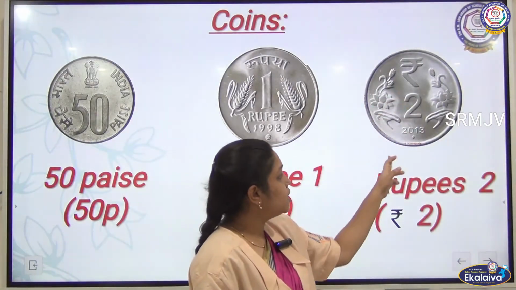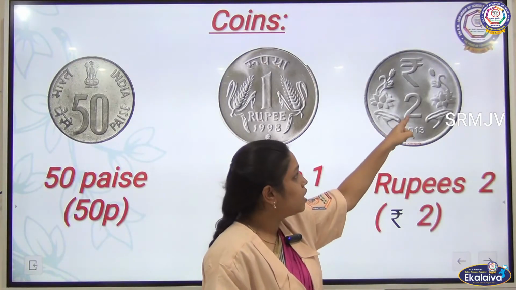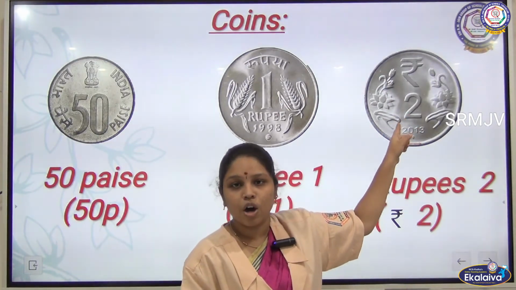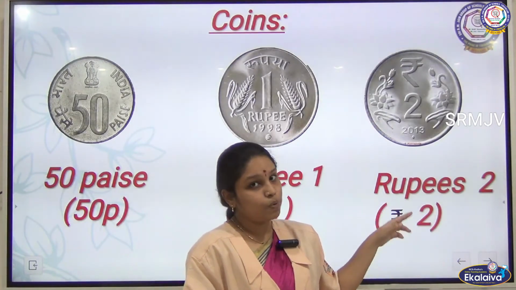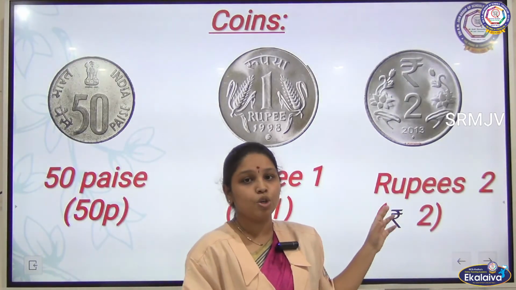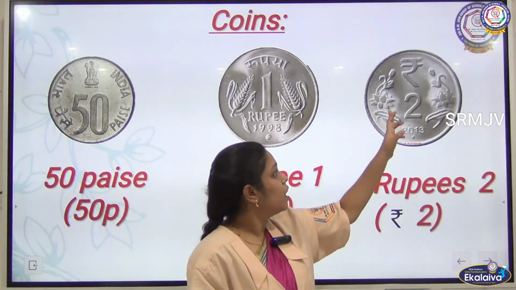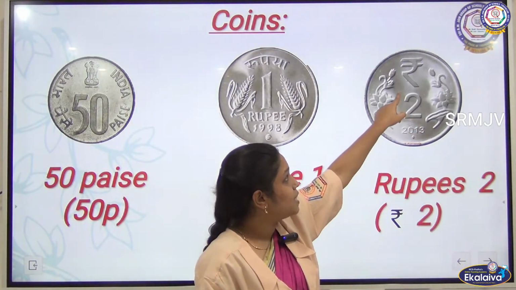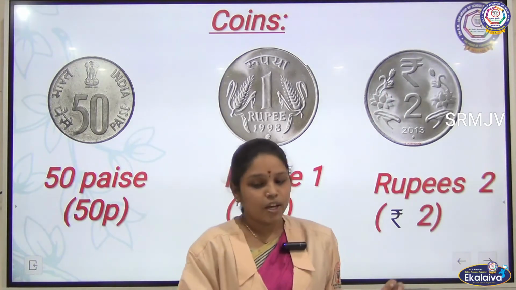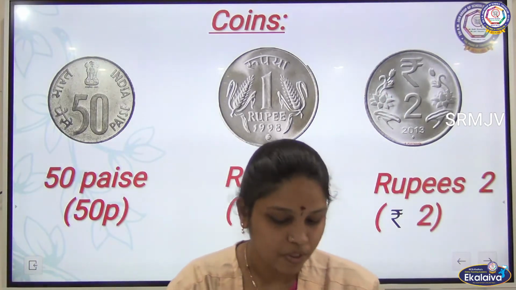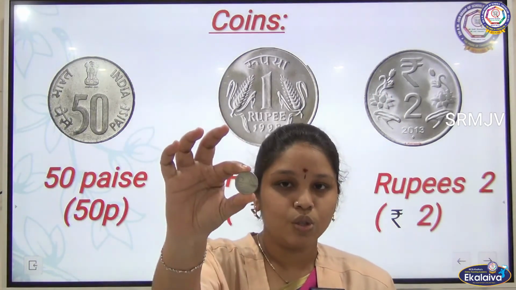The next one is rupees 2. Here we can see the number 2 in the coin. So it is rupees 2. We should say rupees because it's plural. It's more than one, no? So you should say rupees 2. We can see the symbol in the coin. Now see this. This is a 2 rupee coin.